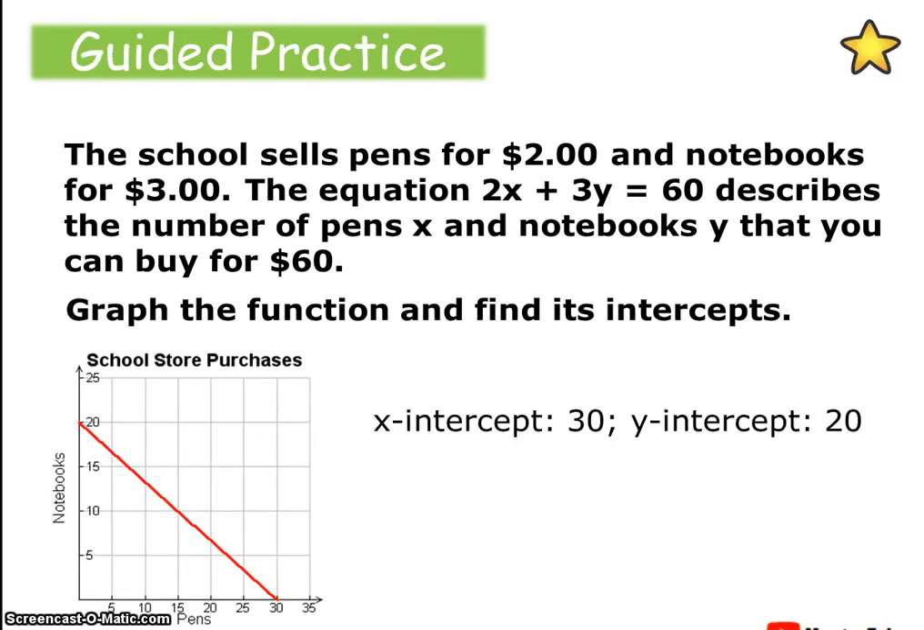So let's graph our coordinates. We find that the x-intercept is at 30 and the y-intercept is at 20. In the context of this situation, what do those intercepts mean?